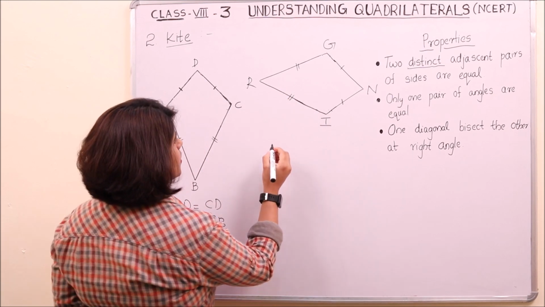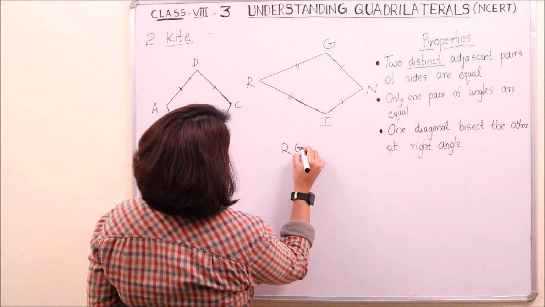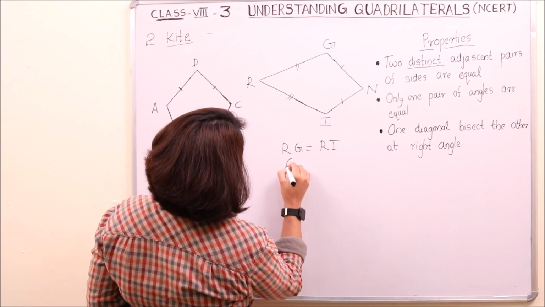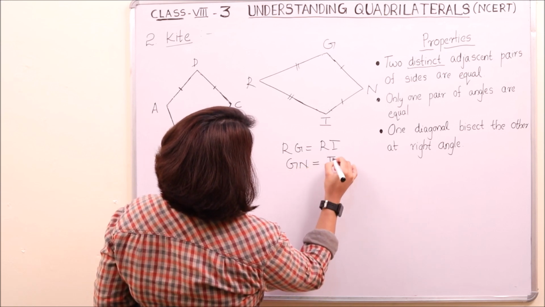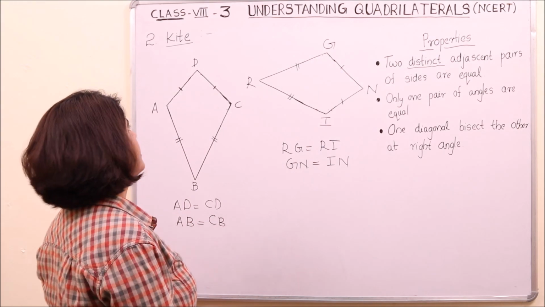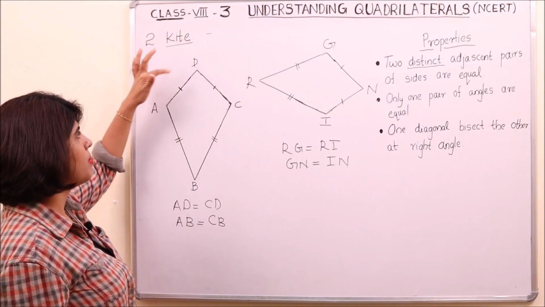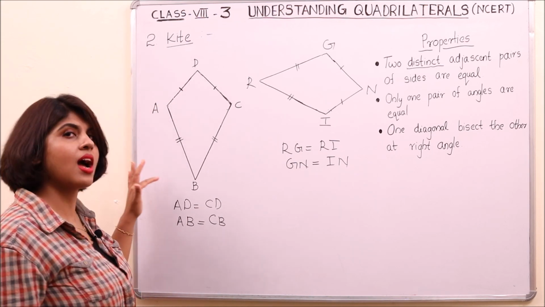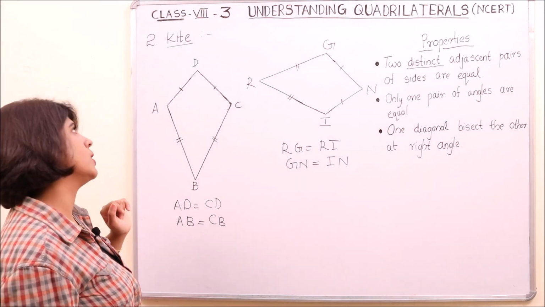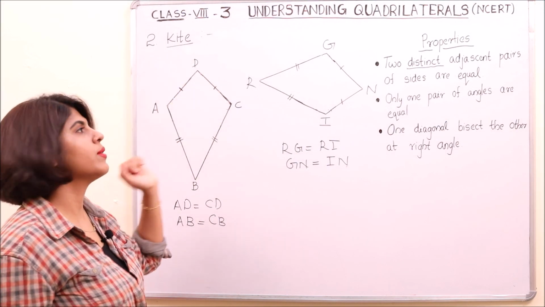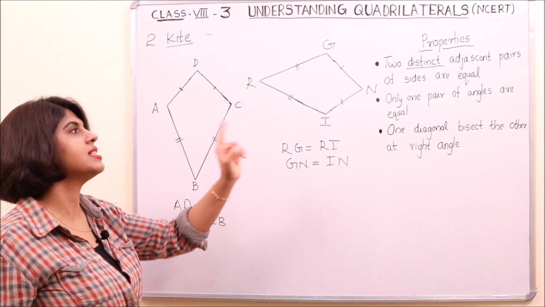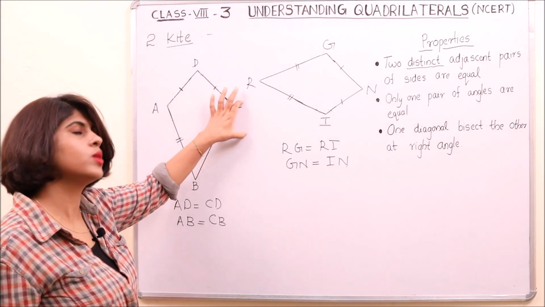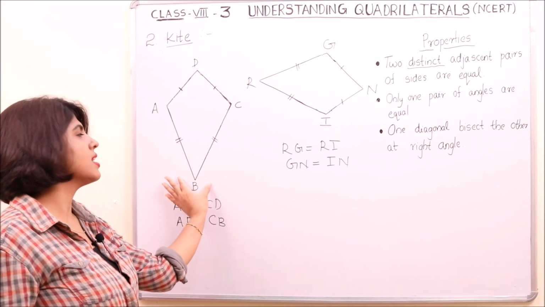Similarly, in this figure we can say RG equals RI and GN equals IN. That is, these two sides are equal, but these two sides are not equal. These are adjacent sides. AD and AB are adjacent, though they are not equal. These two are adjacent, and these two are equal. That's why it is given that two distinct adjacent pairs of sides are equal. Though these two are adjacent sides, they are not equal, but these two adjacent sides are equal.